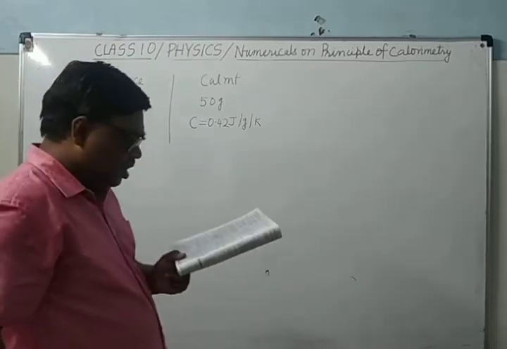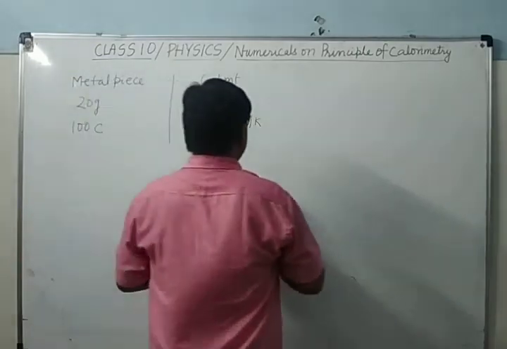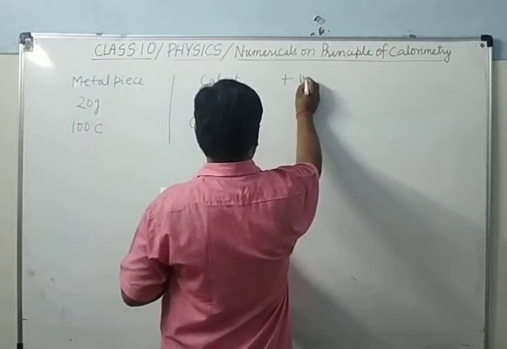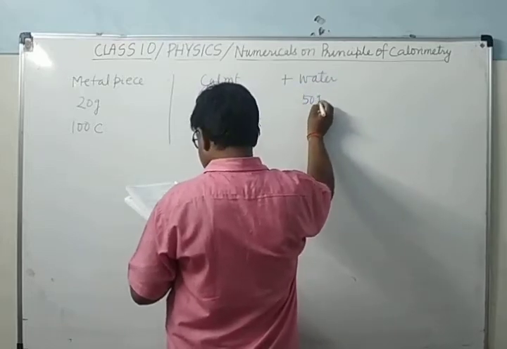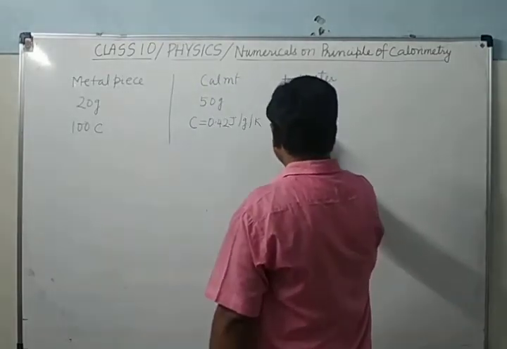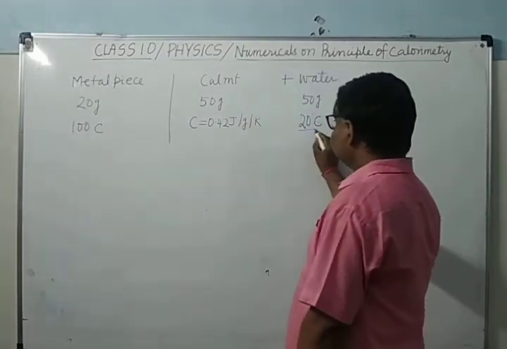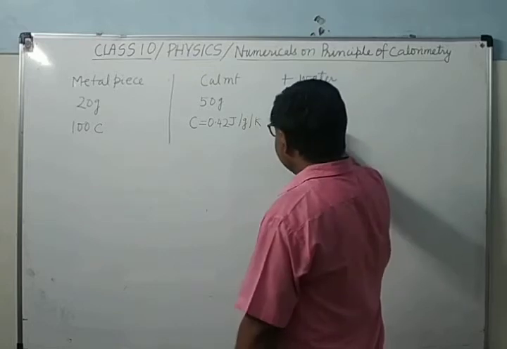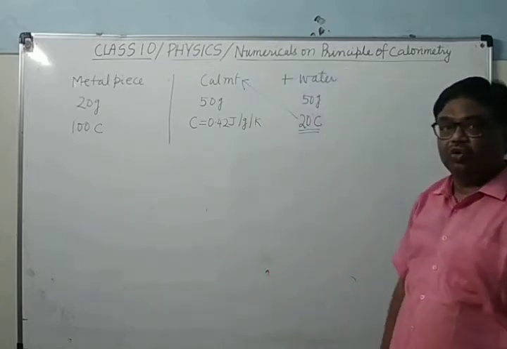Then containing 50 gram of water. This calorimeter is containing water also, which is 50 gram, at 20 degrees Celsius. So see here, both are together, therefore its temperature will also be 20, because they are together.